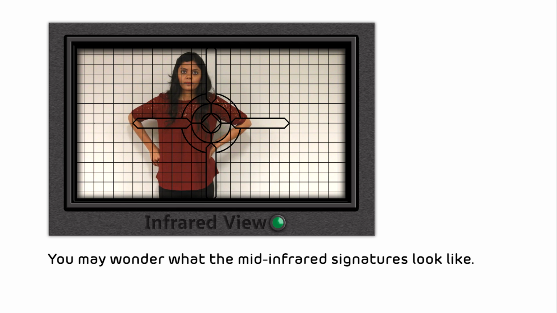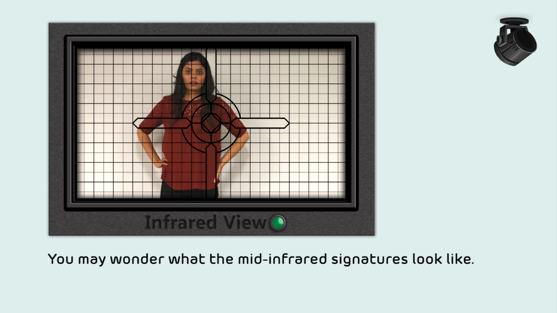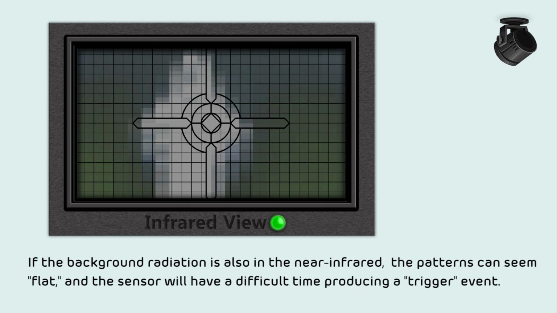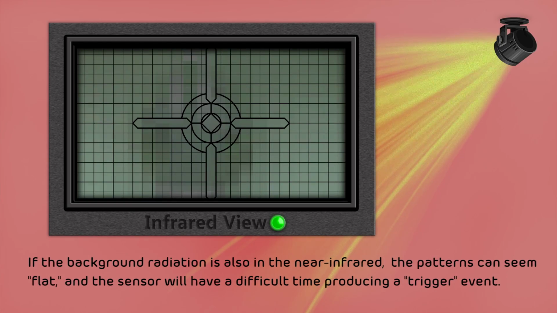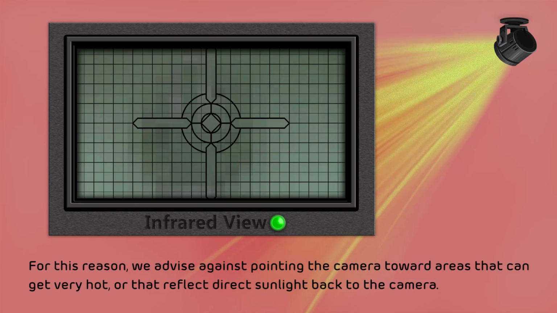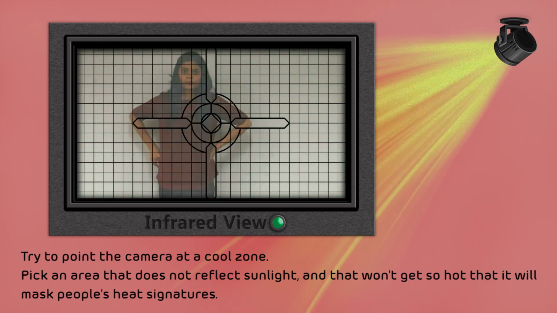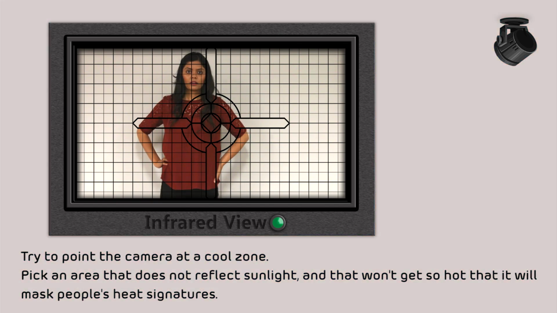You may wonder what the mid-infrared signatures look like. The sensor detects something similar to this image. If the background radiation is also in the near infrared, the patterns can seem flat and the sensor will have a difficult time producing a trigger event. For this reason, we advise against pointing the camera towards areas that can get very hot or that reflect direct sunlight back to the camera. Try to point the camera at a cool zone. Pick an area that does not reflect sunlight and that won't get so hot that it will mask people's heat signatures.